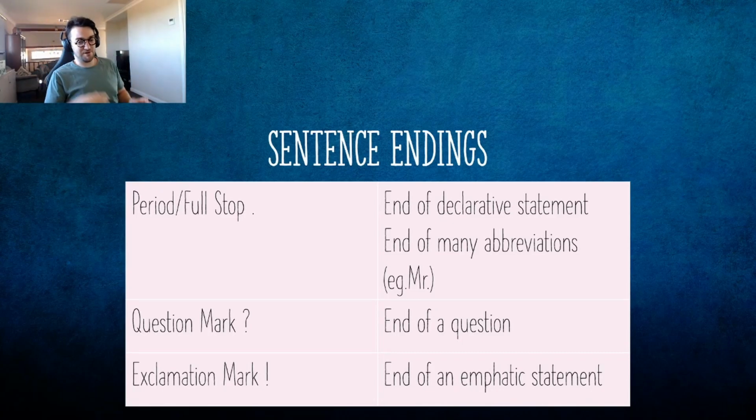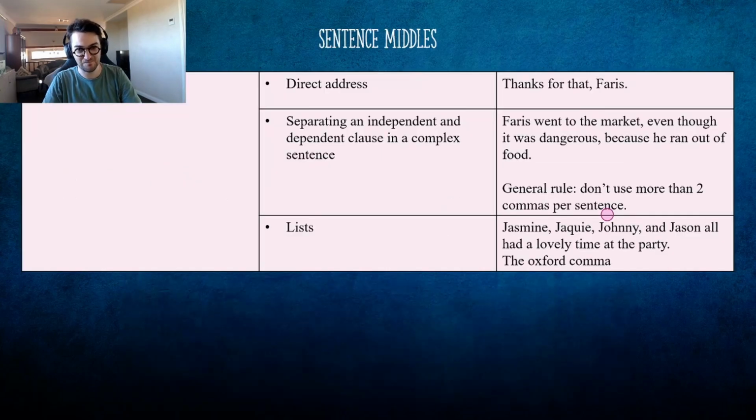So the first 3 forms of punctuation are ones that we're all pretty familiar with and no one really has any issues with them. So periods or full stops, used at the ends of declarative statements, ends of abbreviations, e.g. Mr. Question marks, ends of a question. What did you do today? Question mark. Exclamation mark, end of an emphatic statement. I like your glasses very much. That kind of thing.